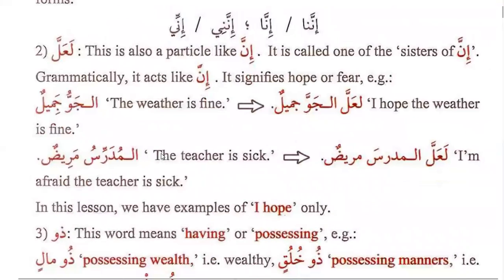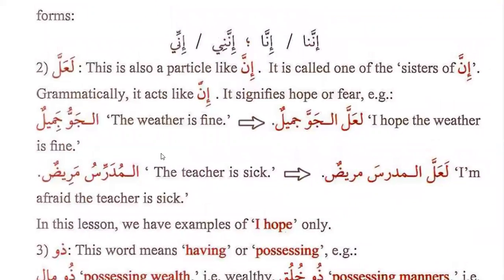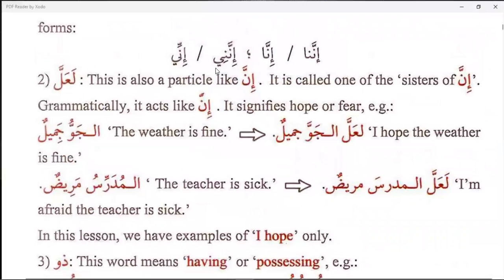Then la'alla is the sister of inna. This means all the rules of inna that we have studied will be applied on la'alla also. So after the addition of la'alla, the mubtada becomes ismu la'alla and it becomes mansoob. Same thing with la'alla, we will use the mansoob form of the pronoun.